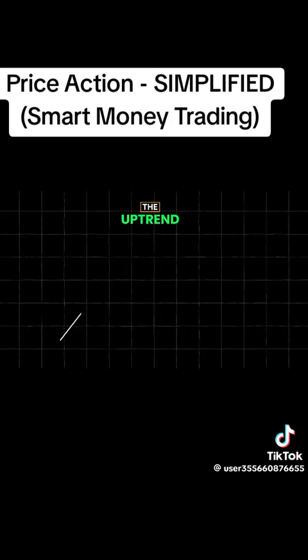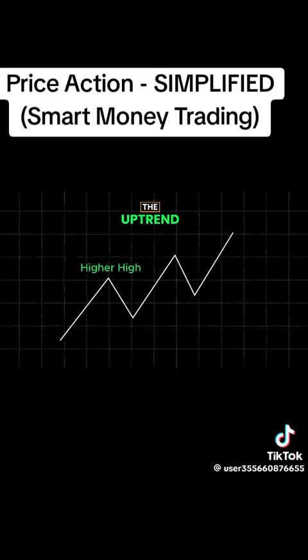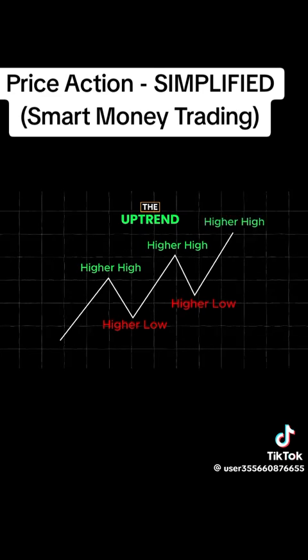The uptrend is characterized by an impulsive move to the upside that creates a high. Then when we come back down, the lowest point must be higher than the low of the move before the impulsive move. This is called a higher low. Then we keep moving up, creating another higher high, comes slightly down again. This is another higher low and a higher high. So for an uptrend, we want to have constant higher highs and higher lows being created.